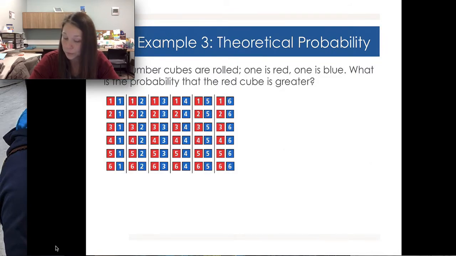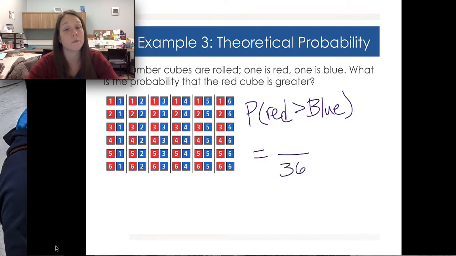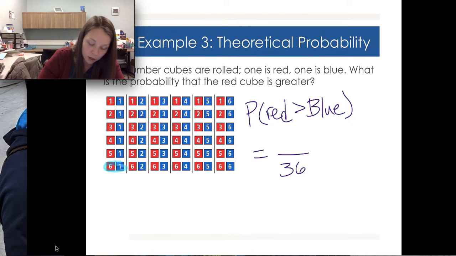Example 3. So the 2 number cubes are rolled. One is red, one is blue. What is the probability that the red cube is greater or larger? So probability that red is greater than blue. Well, we have a total of 36 different combinations of the red and blue cubes. Highlighting those where red is the bigger number.